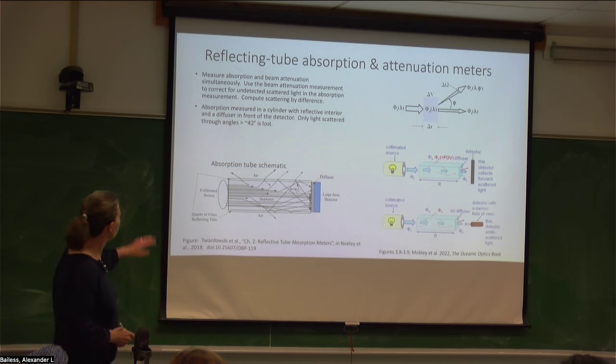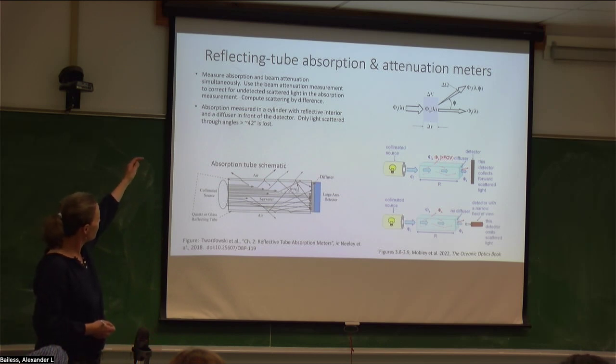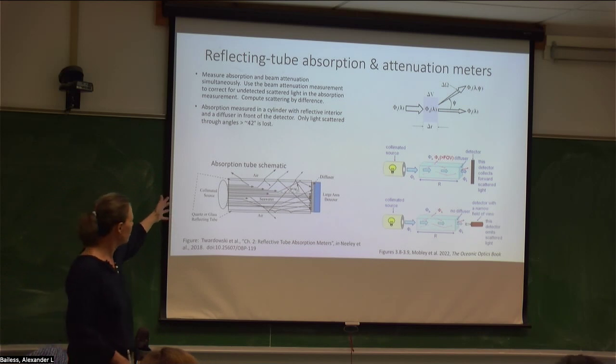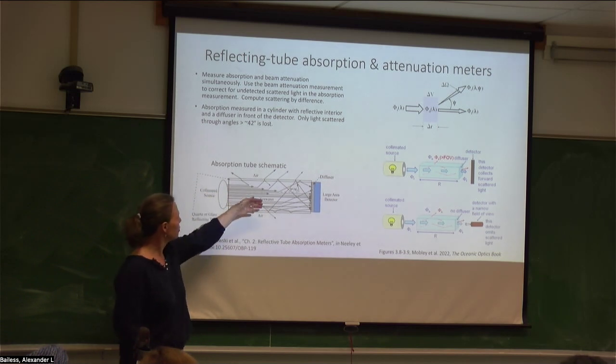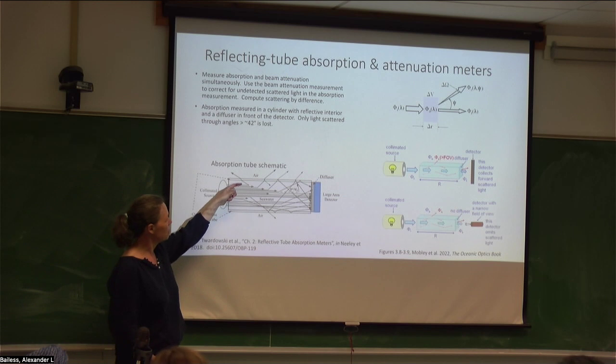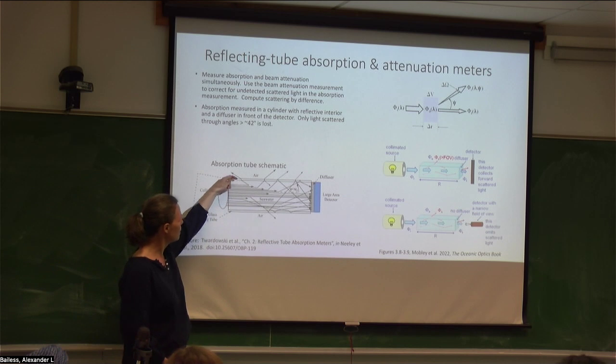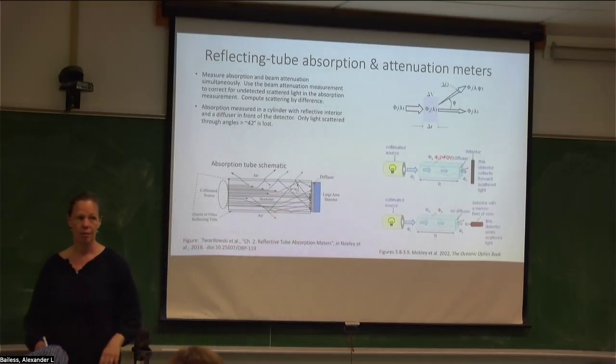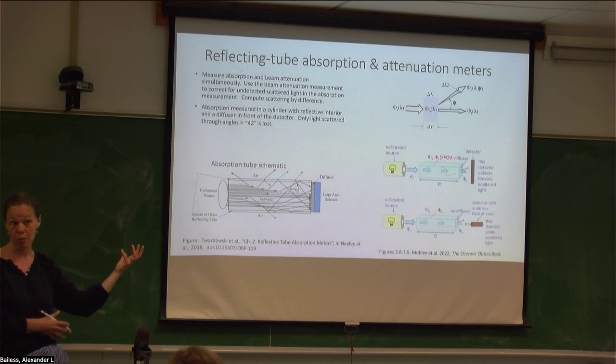So the absorption measurement is measured in a cylinder with a reflective interior and a diffuser in front of the detector. And this schematic, which is from a different chapter of that IOCCG protocol document for particulate absorption measurement, basically has a collimated unidirectional light source, and any light that's scattered through an angle smaller than about 42 degrees, and this has to do with there's a quartz wall and then an air gap, which results in that particular total internal reflection angle. Anything that's scattered through a 42 degree or less angle will make it over to the detector. But anything that's scattered at an angle larger than that will be lost, right?